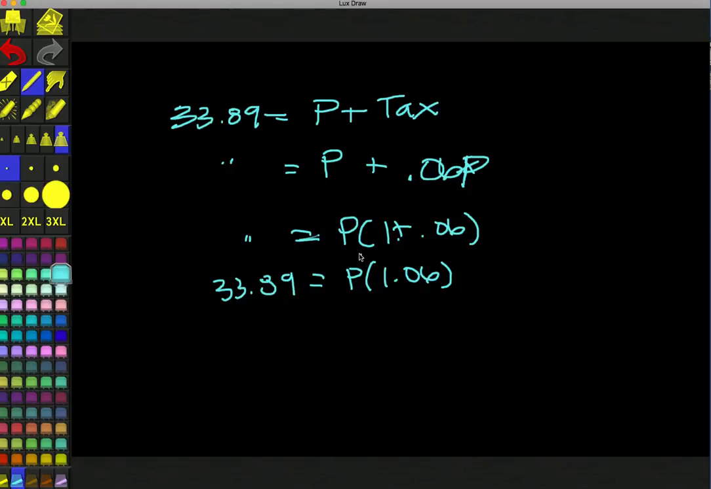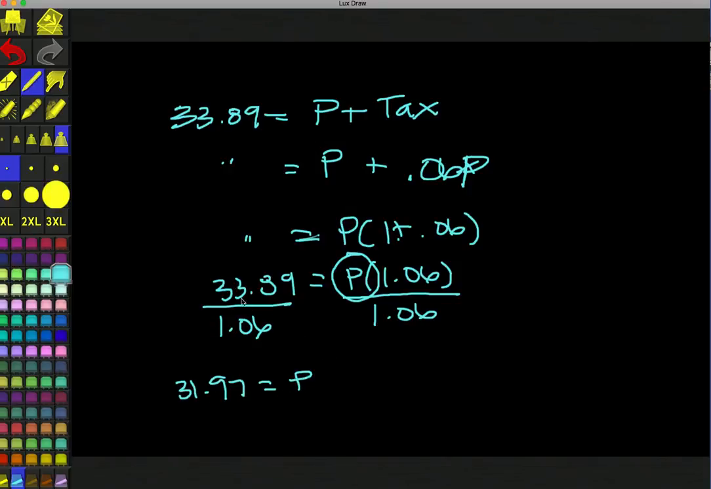Now I have to get p by itself, and I would just divide through by 1.06. My answer is going to be 31.97, after I do that division.